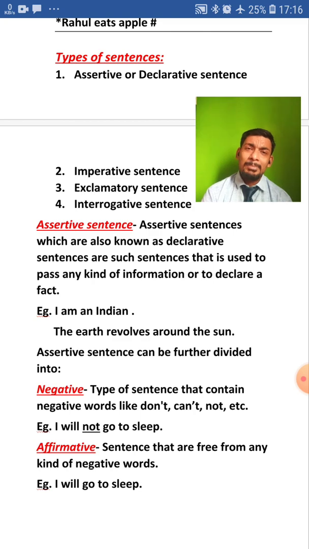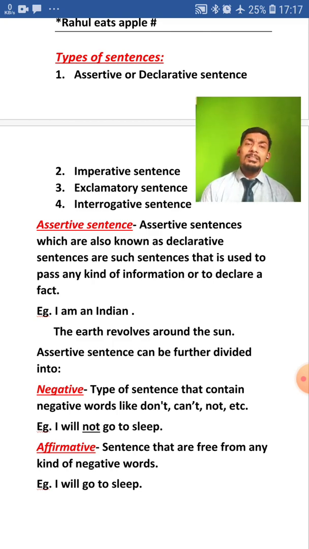In the second example, I have written: the earth revolves around the sun. Everybody knows this. It is a universal truth, my dear students. And hence, this example is declaring a fact. This example is declaring a fact because I have written a universal truth that the earth revolves around the sun.